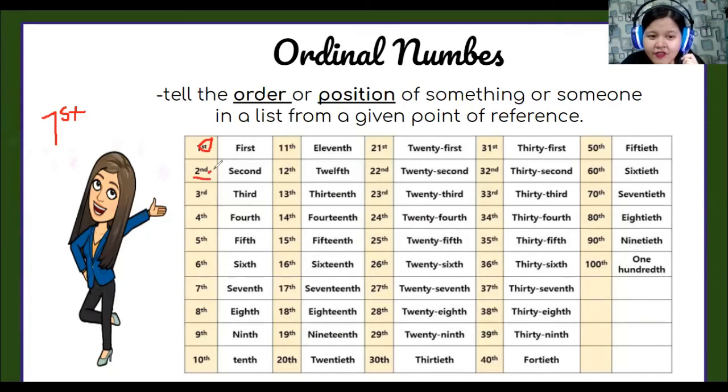Second, we have here the superscript ND. Third, we have here RD. Fourth, we have TH, until 100. So you may write their ordinal numbers with their superscripts, using the last two letters of the ordinal word. Do not forget that.